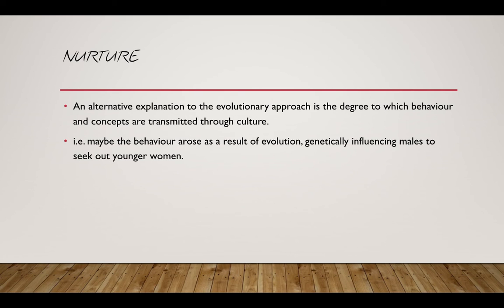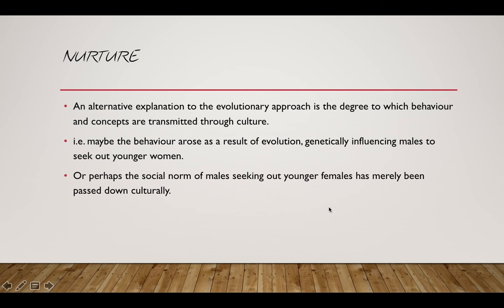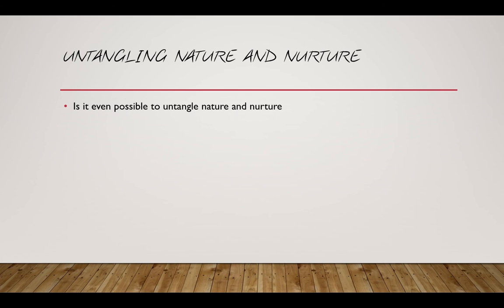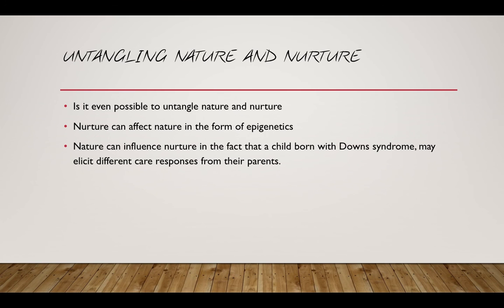However, one of the limitations of the evolutionary approach is the degree to which behaviour could also be culturally transmitted. So think about a cultural norm that young men are educated to prefer younger females, and therefore it's difficult to separate culture and genetics. It may even not be possible in many cases to untangle the relationship between nature and nurture.